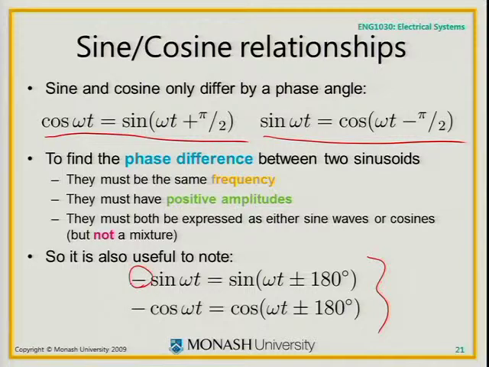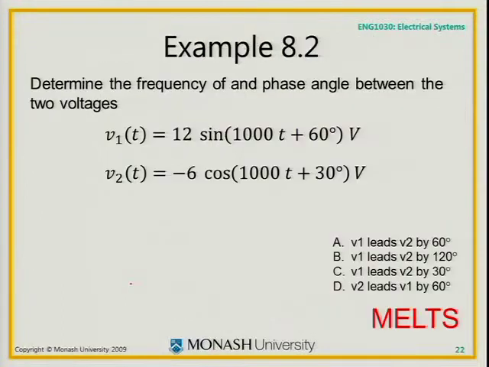So to find the phase difference between two sinusoids, they must be the same frequency. They must both have positive amplitudes, and they must both be sine or both be cos. Let's see what that means more concretely in this example. You've got to determine the frequency of these sinusoids and find the phase angle between the two voltages. That is the question.